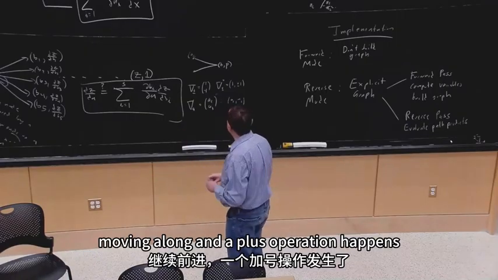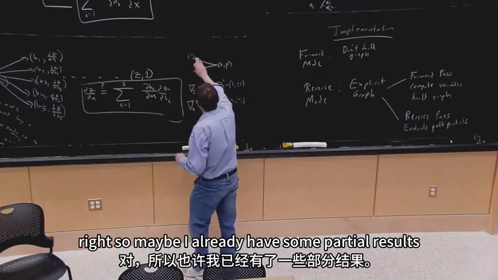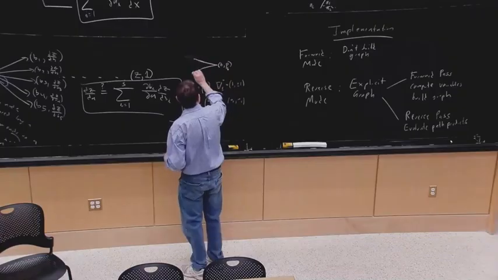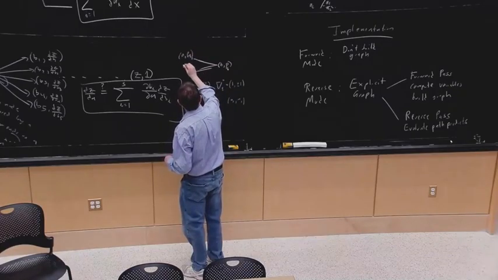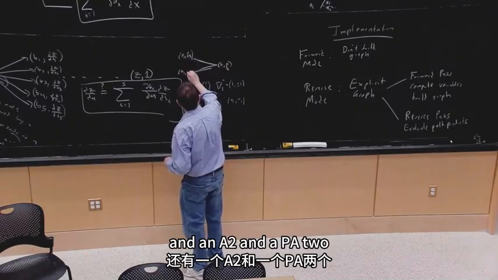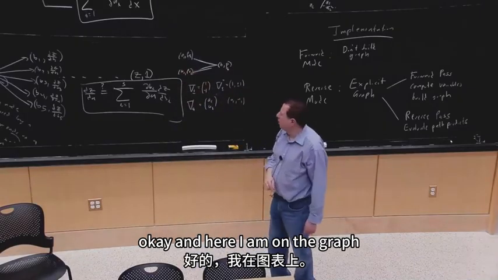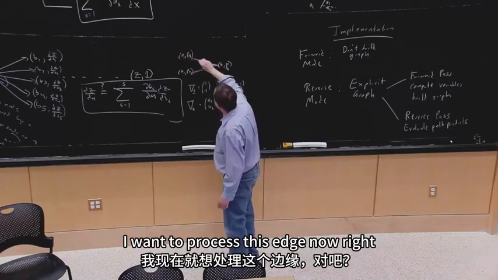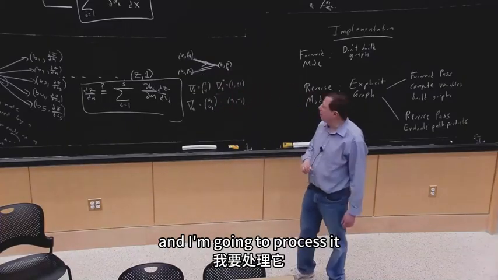Suppose you're moving along and a plus operation happens, right? So maybe I already have some partial results. So here I have PB at the moment, and I have A, and I have a PA1, and an A2 and a PA2. Okay? And here I am on the graph. This A1 comes from other things, not this edge. I want to process this edge now, right? These two edges have not been processed, and I'm going to process it.